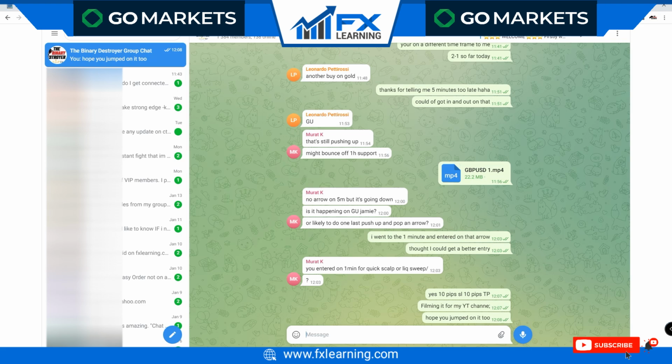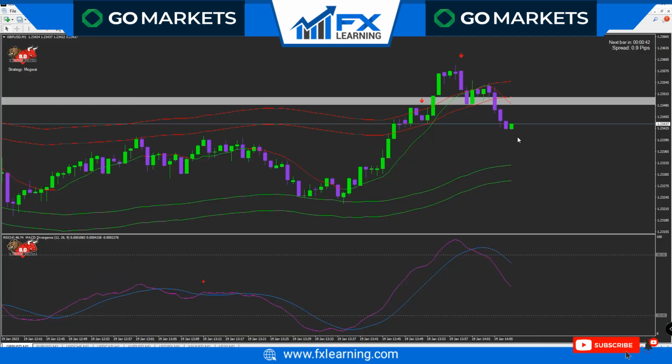Just have a quick look at the trade. Again, it just pulled down nicely. So yeah, nice little in and out scalp on GBPUSD. No messing, in and out, beautiful trade.